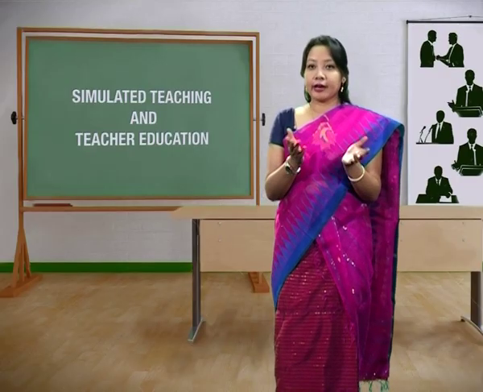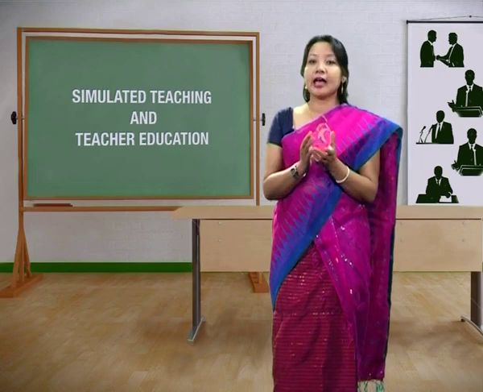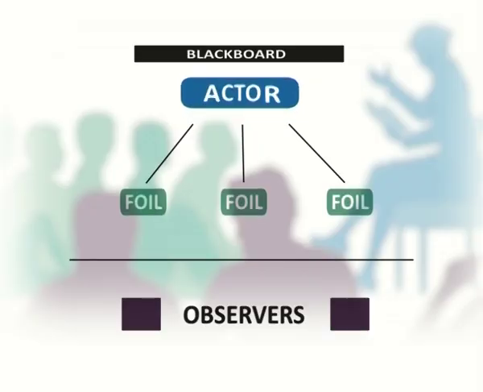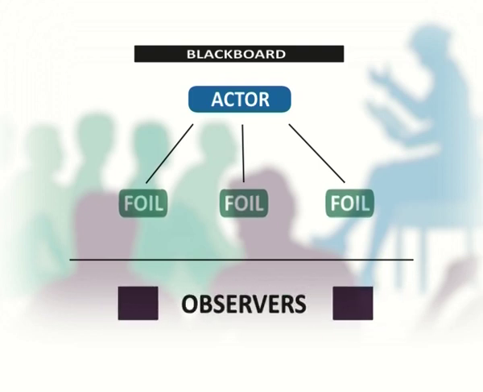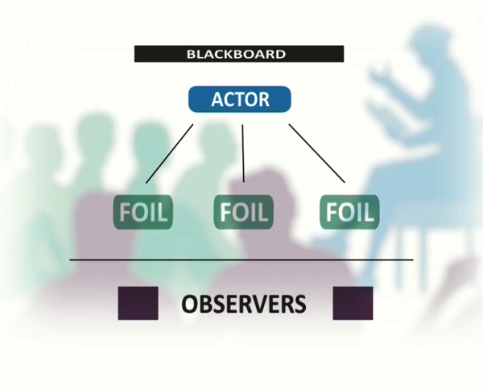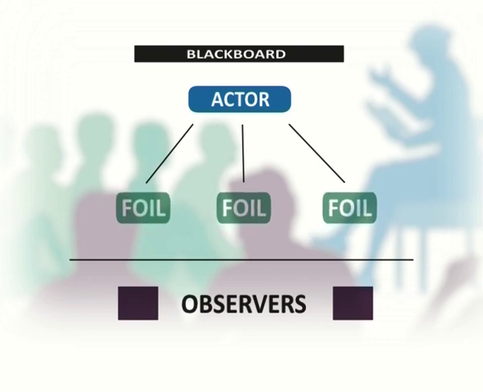It can be diagrammatically represented as the one who teaches is called an actor. 2 students act as observers and the trainees, 2 to 4, who play the role of students are called foils.